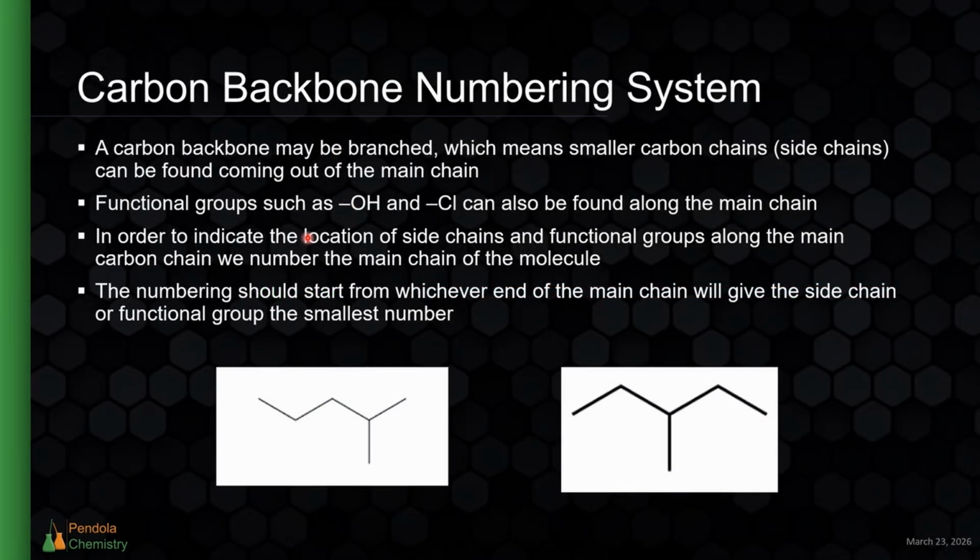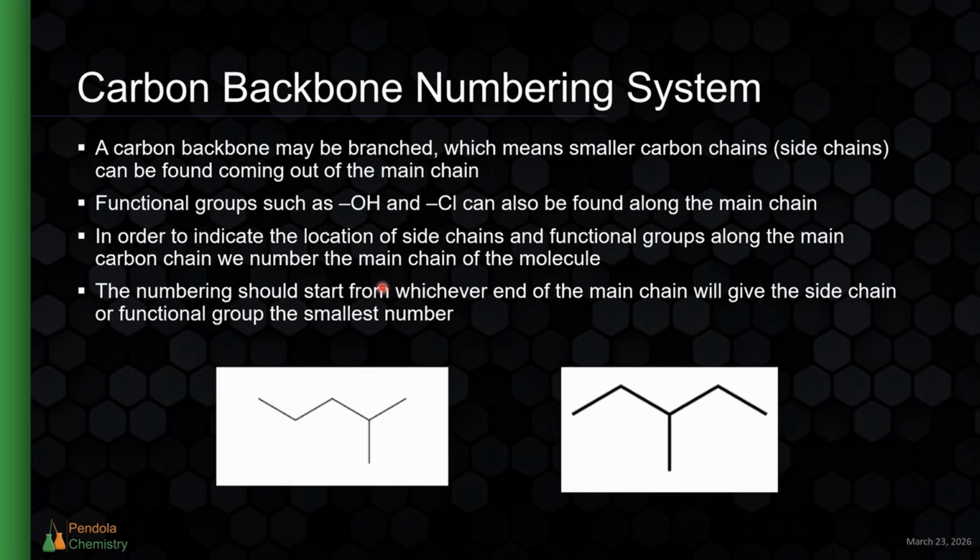So when we look at the carbon backbone, and especially when we now start having some side chains or functional groups, we are going to use a numbering system for the backbone. Now, a carbon backbone might have branches, like I said before, might have these carbon chains that stick out of it, which means that we're going to have a smaller carbon chain, what we called earlier a side chain, coming out of those main chains, or a functional group like the OH for alcohols or the Cl for a halogenoalkane might be coming out of it.